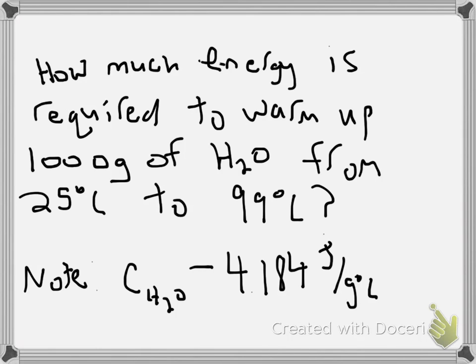So here's a practice problem. How much energy is required to warm up 1,000 grams of H2O from 25 degrees Celsius to 99 degrees Celsius? And also, as you can see, the C of H2O is given, which is 4.184 joules per grams degree Celsius. So now here's how you do it.